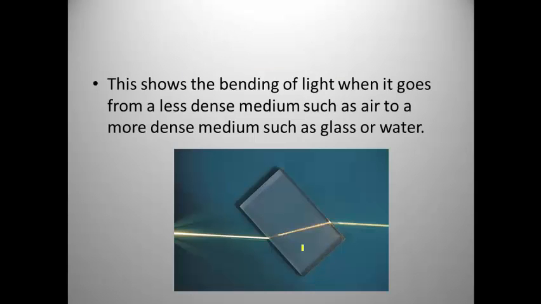Now you can see this through glass. You can see how the light is bending as it goes into a more dense medium, like glass. So this is air and this is glass, and it's bending. It always bends.